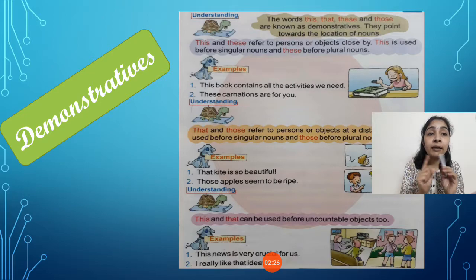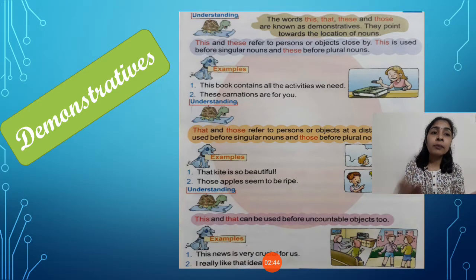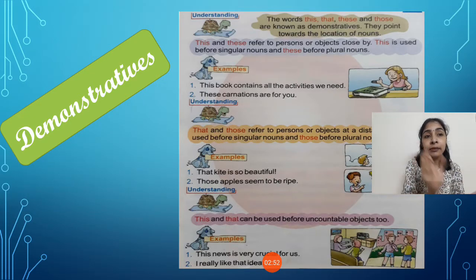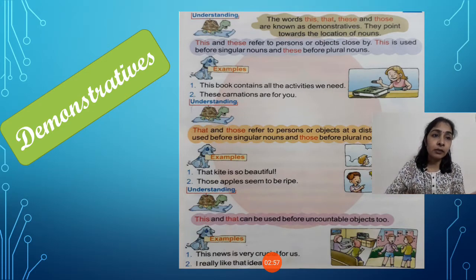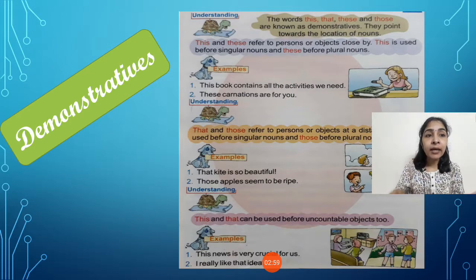Now, "this" and "these" are used for nouns which are nearer to us, and "that" and "those" are used for those which are far off. In that also, "this" is used for a singular noun and "these" for a plural noun. Similarly, "that" is used for a singular and "those" for plural. So this and these for nearer things, that and those for things at a distance from us.